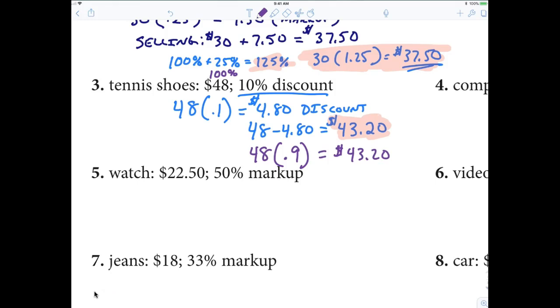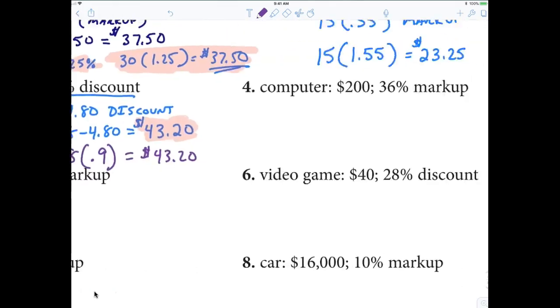Now again, this is how I want you to do it. I think that's the importance. Most people don't care what the discount is. They just want to know, what am I paying? All right? So let's see if I taught you anything.